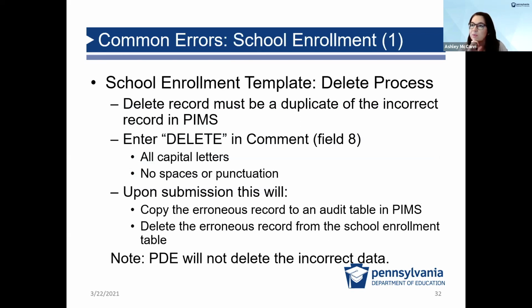Another error that we come across is the school enrollment template delete process. So PD will not delete the incorrect data that you put into PIMS. There's way too much room for error. So we ask that you do that. You can upload the incorrect data, the, I don't know, the EO1 with the wrong date. You realize the student actually started a week later. So you would upload the wrong date, everything the way it appears that you uploaded it the first time. But in field 8, it's a comment field, you would put DELETE in all capital letters. That will remove that bad record.